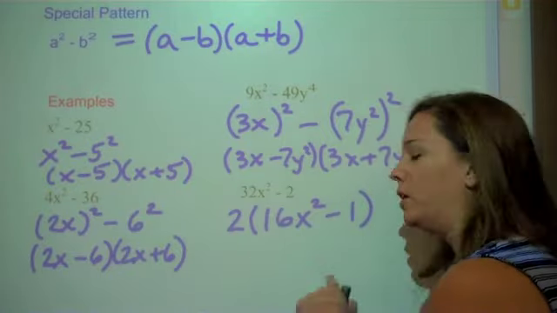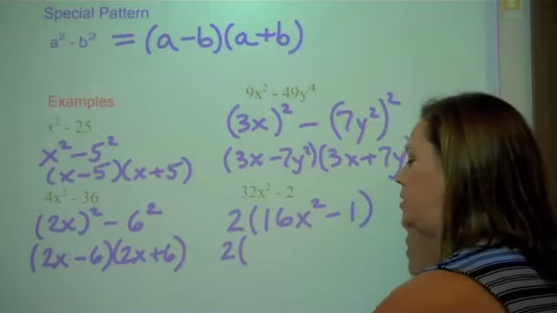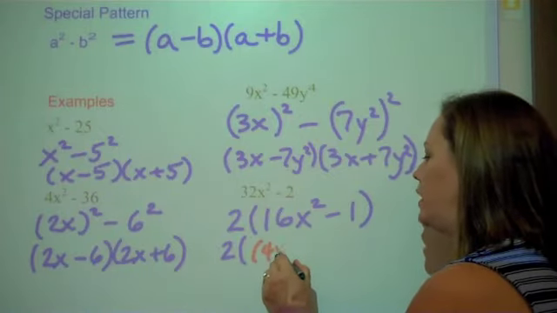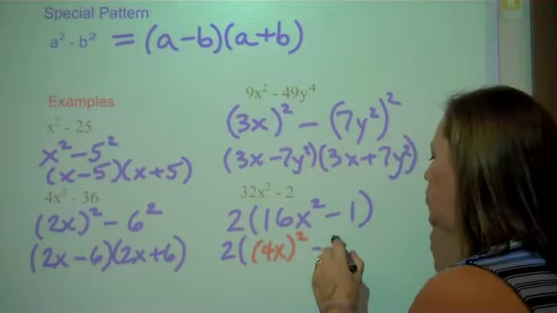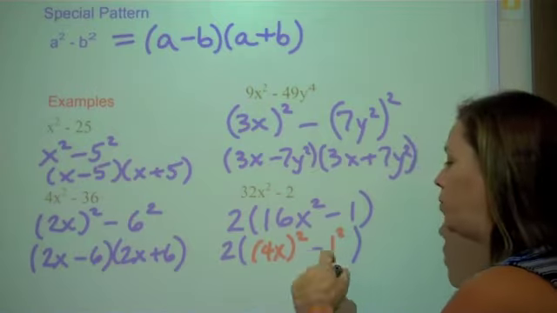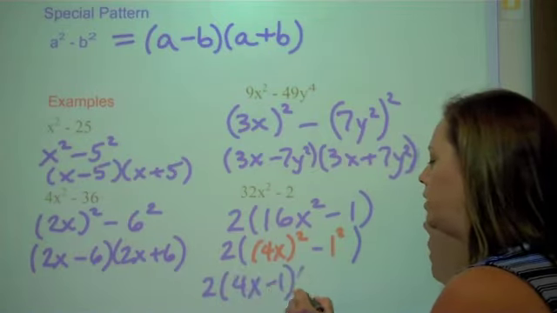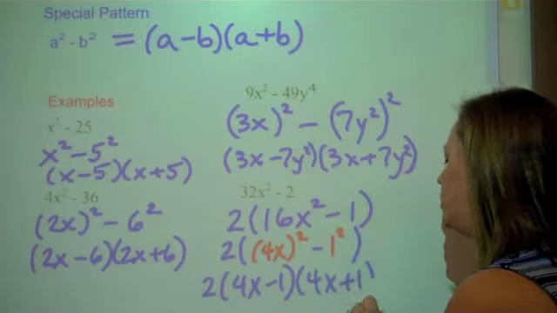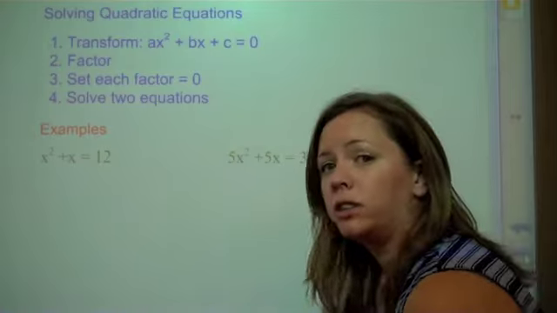16 is a perfect square, 1 is a perfect square, so this could be 2 times 4x squared minus 1 squared. And now you see 4x would be your A, 1 would be your B, so this would be 2 times 4x minus 1 times 4x plus 1. Okay? Now, how are we going to use these factoring techniques?